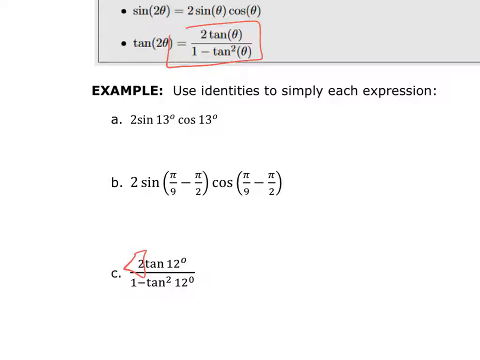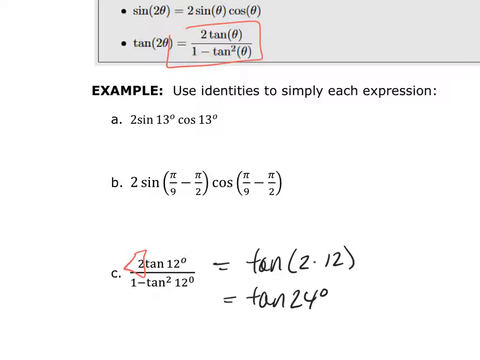So I'm going to check to see if the rest of the pattern matches. I'm looking for 2 times the tangent of the angle, and then in the denominator I'm looking for 1 minus the tangent squared of the angle. Do I have that pattern? Then this is simply equal to the tangent of 2 times that angle. So this is equal to the tangent of 24 degrees, and I walk away. And that's it. You're looking for pattern recognition.